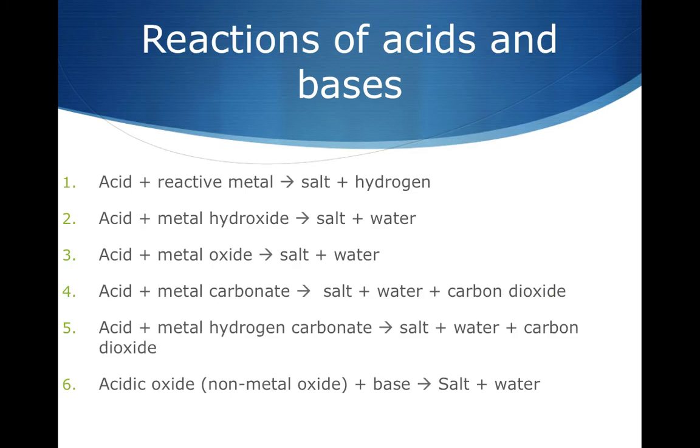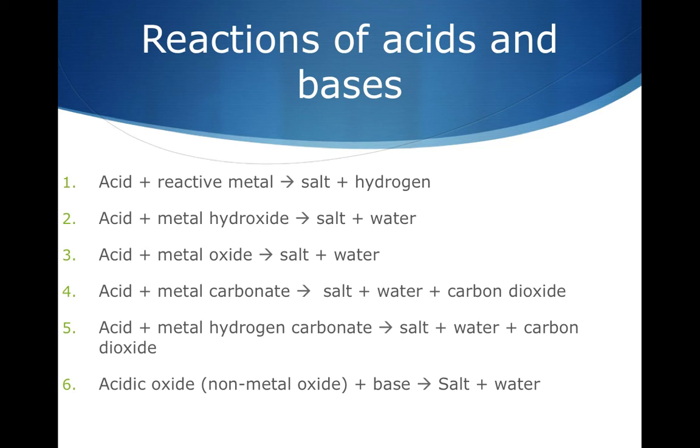Now, there's a number of different reactions that we know always happen. So anytime you add an acid to a reactive metal, you get salt and hydrogen. If you add that acid to a metal hydroxide, you're going to get salt and water. Now remember here, when we're saying salt, what we mean is an ionically bonded substance. We don't always need sodium chloride.